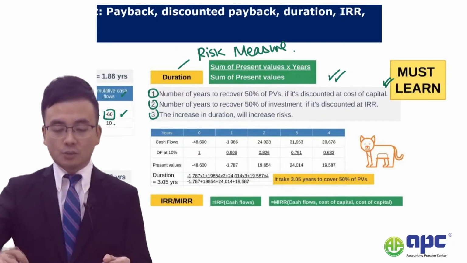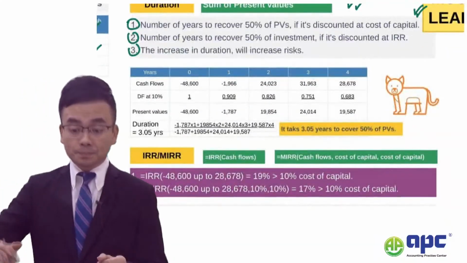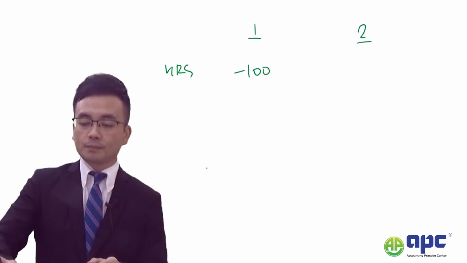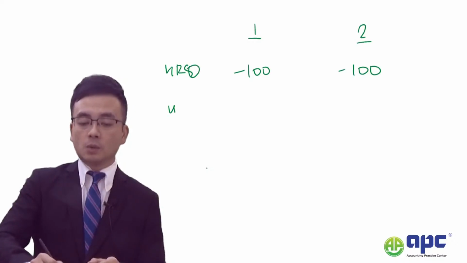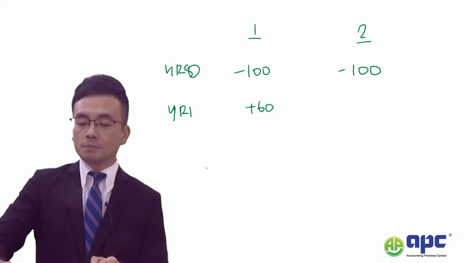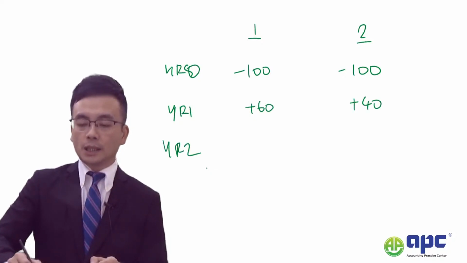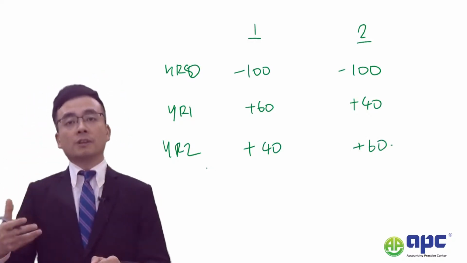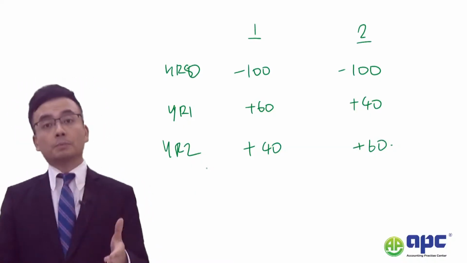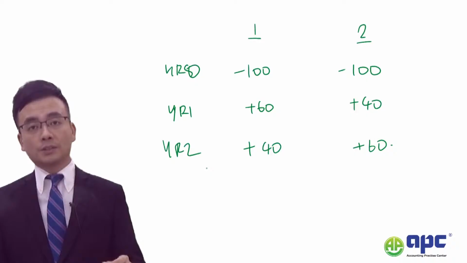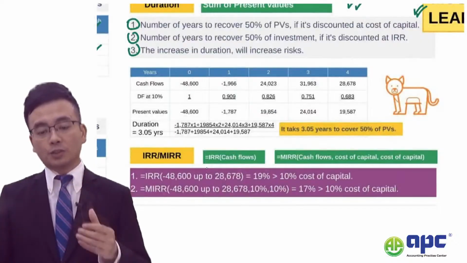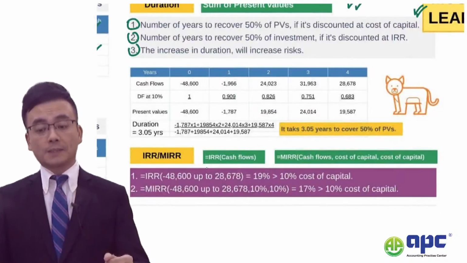Now, what duration actually means is, for example, project 1 and 2: at year 0 spending 100, and in year 1 we get 60 but 40 here, and in year 2 we get 40 and 60 here. So which project is more risky? Well, it seems to me that probably project 2 is less attractive to us. So to arrive at the conclusion, we need to calculate the duration of project 1 and 2 respectively.